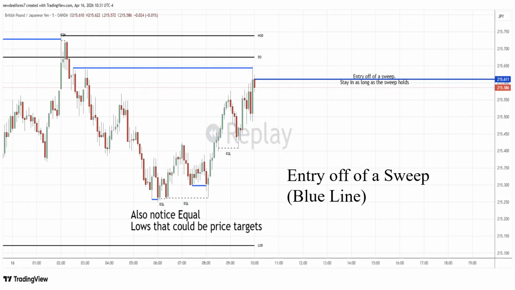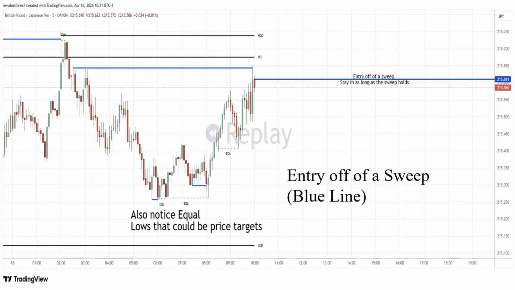Here's a short example whereby this is an entry off a sweep of a blue line. Okay, so this sweep right here happened right when this green candle opened, went up, swept this candle's high, closed beneath it. The blue line appeared. That to me was my signal to get in. Here's my strongest resistance, the high of the day, and a sweep. So I said, okay, let me go ahead and get in. This is on a pound yen.